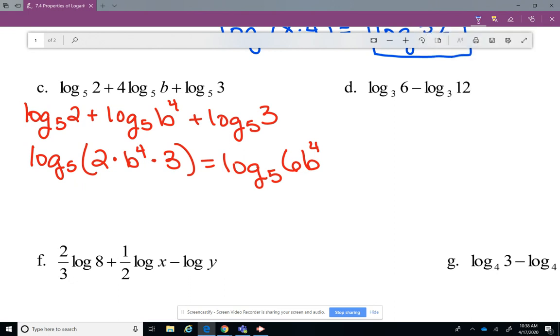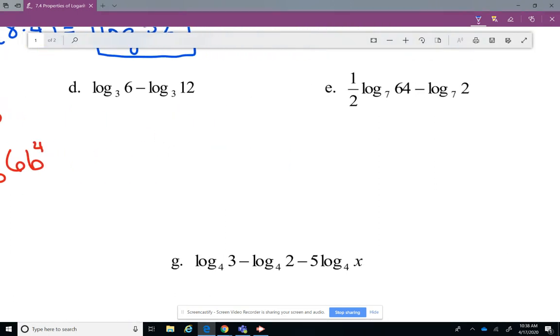All right, let's look at D. Anything in front? Nope. But this time, hey, it is not an addition problem. Now, look out in front. Put a plus sign there if you have to, because this is letting you know. The plus sign is telling you, hey, I'm getting ready to multiply it. So we're going to do log base 3 of 6.